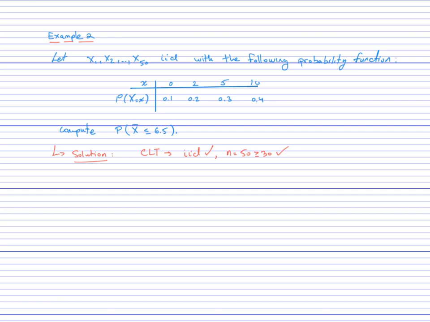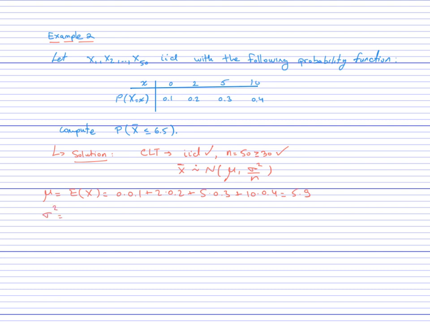Now, because we want to compute the probability of the average, we're going to use the conclusion that says that the average is approximately normally distributed with mu and sigma squared over n, where mu is the expected value of the probability function, and sigma squared is the variance of the probability function. Okay, now let's compute the expected value. So mu, the expected value of X, we need to take each value times its probability, and so on.